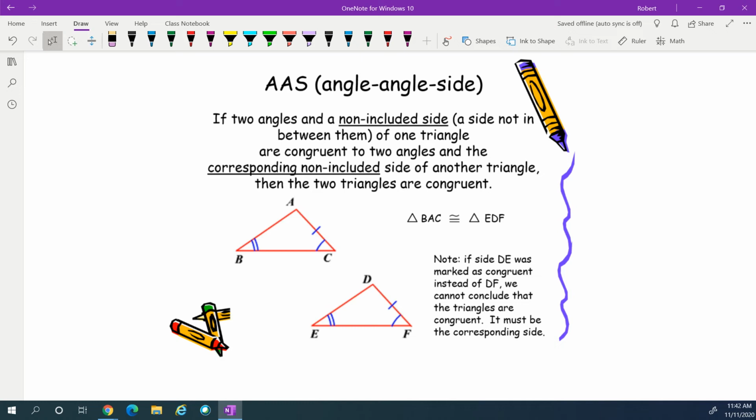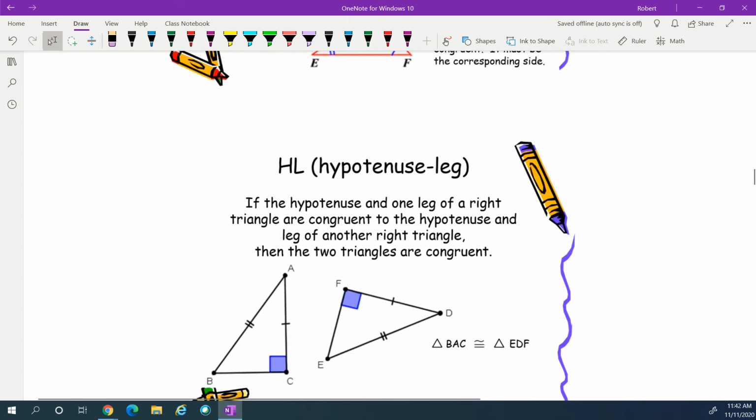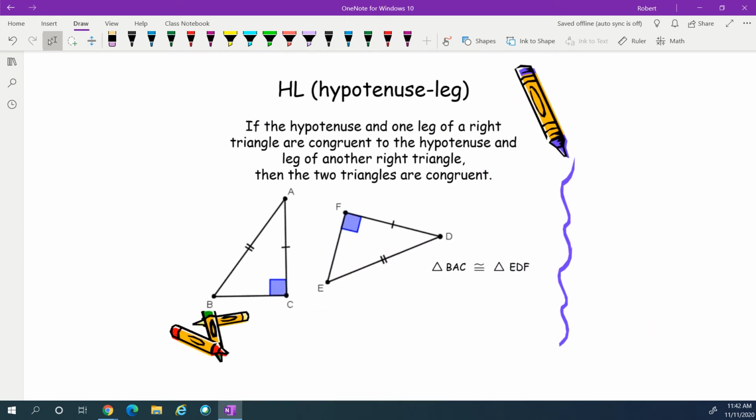So all of these examples require 3 pieces of information, a combination of sides and angles. There's only one more, and it's called HL. Now, think about it. HL, hypotenuse leg. Only a right triangle has a hypotenuse. So even though there's only 2 letters there, HL, by definition, this has to be a right triangle. So that's the third piece. It's a right triangle.